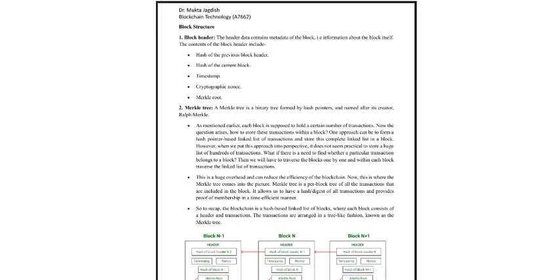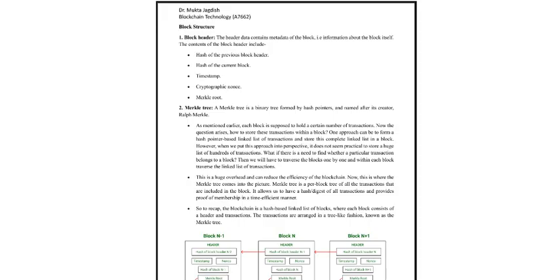We are talking about block structure. Block header: we have the following content in the block structure. The header data contains metadata of the block, information about the block itself. We also call it the metadata of the block. We have the following features when we talk about block structure: hash of the previous block header, hash of the current block, timestamp, cryptographic nonce, and Merkle root.